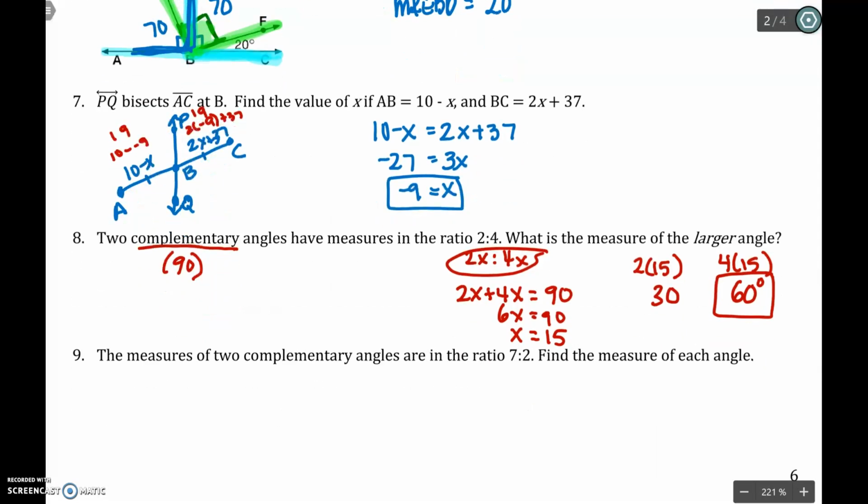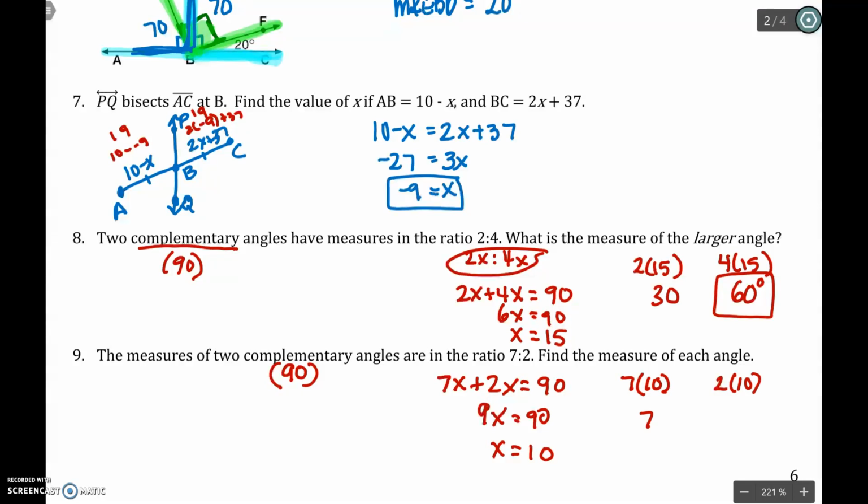I'm going to do the same thing on number 9. Again, we have two complementary angles, and this time the ratio is 7 to 2, so 7x and 2x have to add up to equal 90. That would be 9x equals 90. Divide by 9 on both sides and get x equals 10. Now, the two angles were 2x and 7x. They want both of them, so I'm going to plug in the 10 and get that this angle would be 70 and this angle would be 20 degrees.